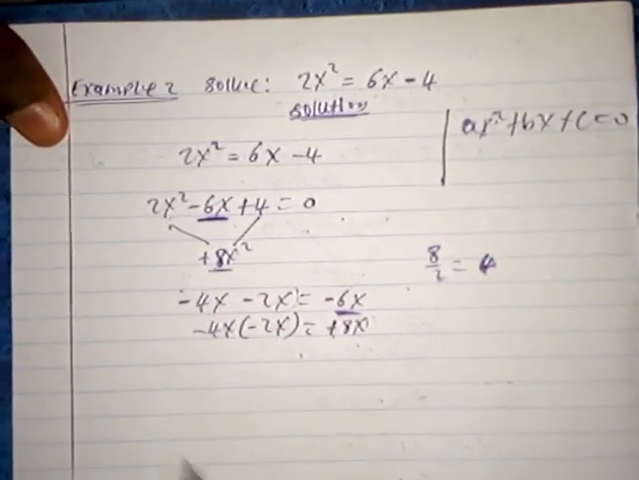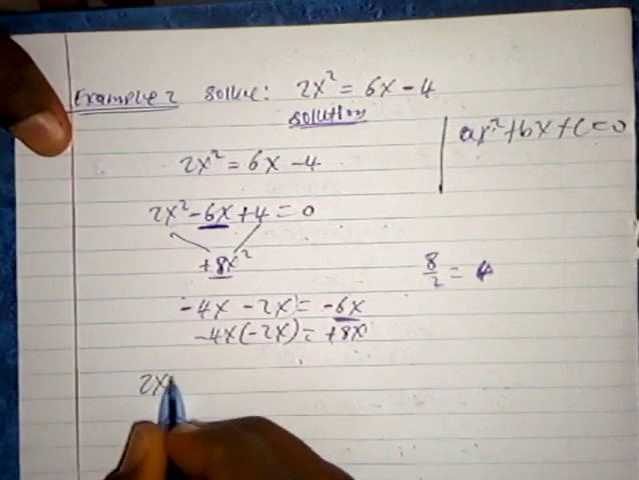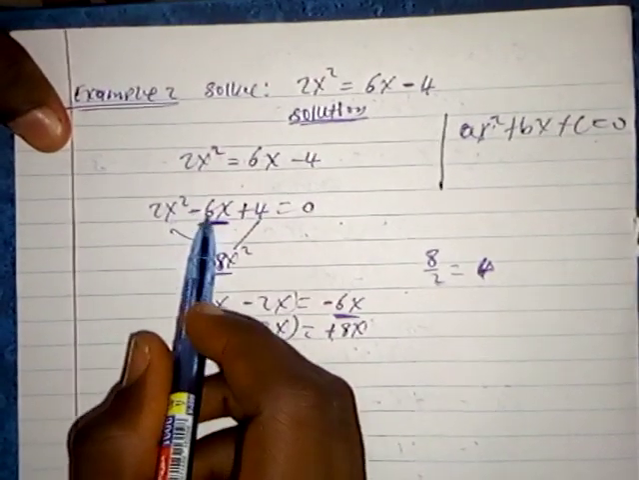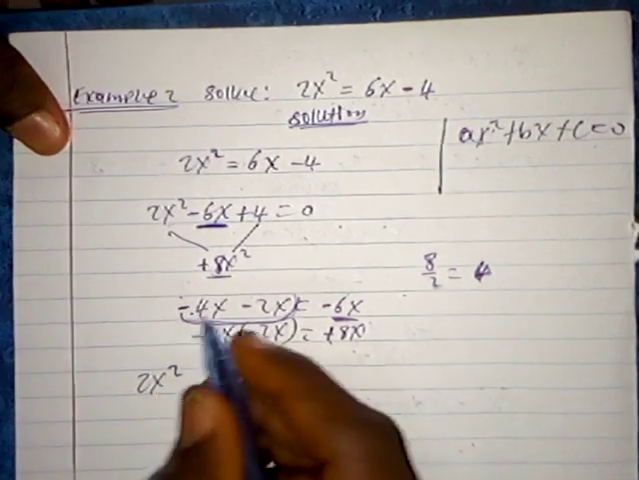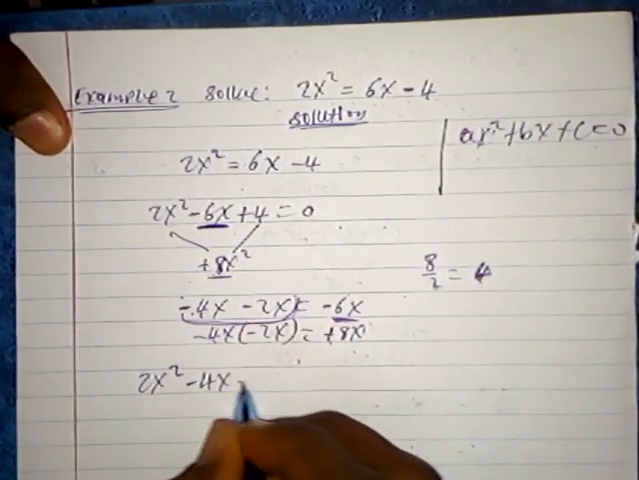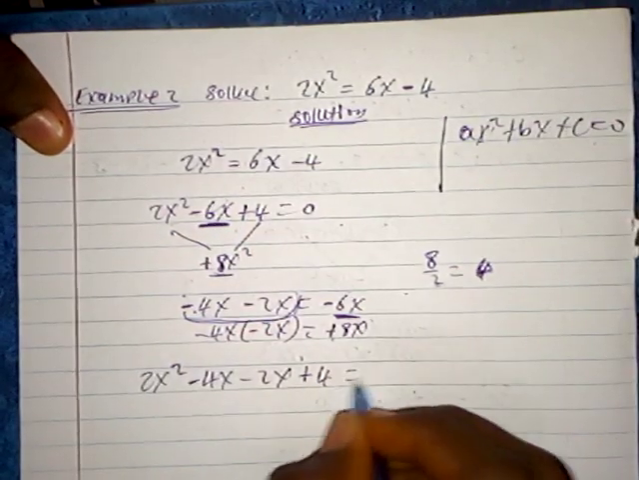Now we write the equation, which is what? We write the first term, 2x squared. Remember I told you, anywhere you see minus 6x, you are going to put these two terms, just like what we did for example 1: minus 4x minus 2x, right? Plus the last term, which is 4, equals to 0.